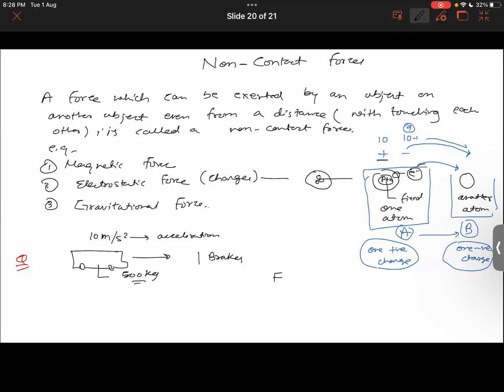I'm asking you to calculate the magnitude. You guys know force equals mass into acceleration, no? Mass here was how much? 500 kilogram. Acceleration is 10 meter per second square. So the force will be 5,000 kilogram meter per second square, or we can simply call it 5,000 Newton.